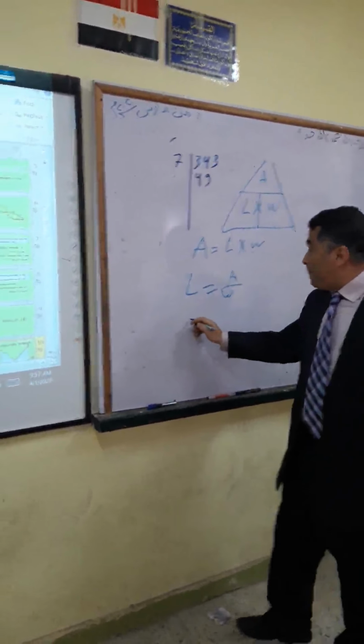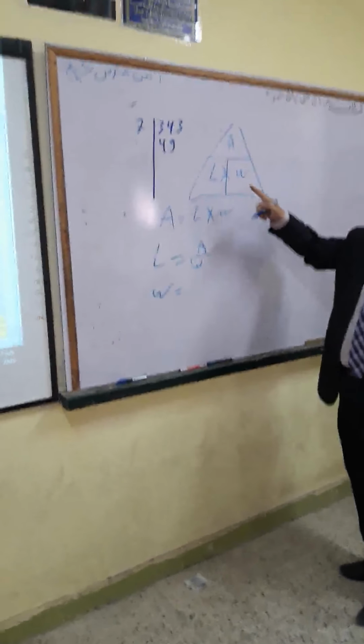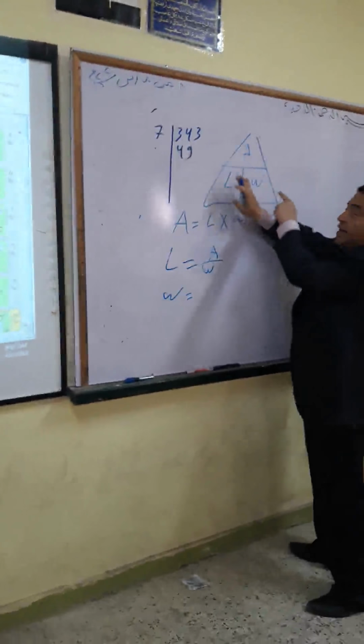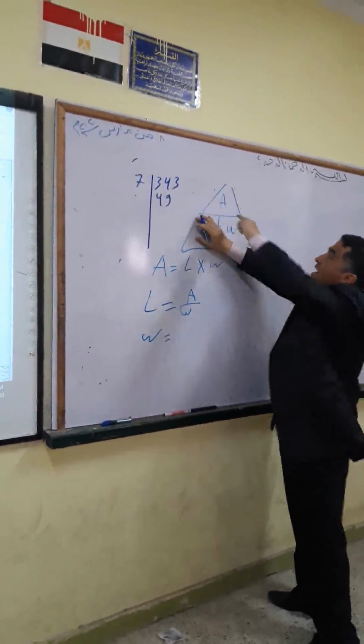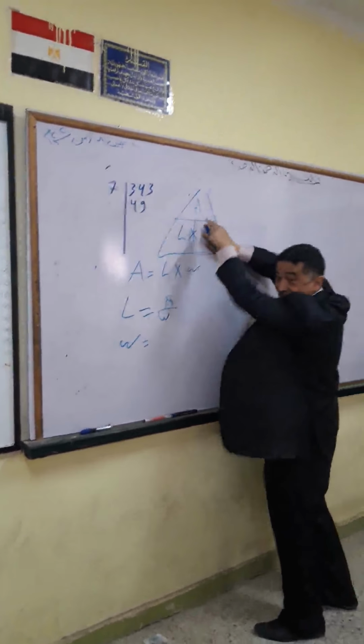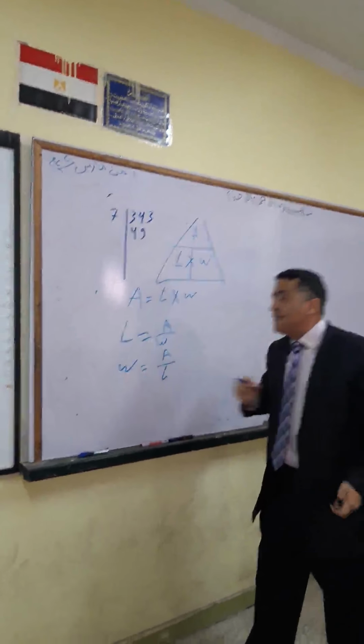Miss Iman, if I want the length, length equals area divided by width. If I want the width, area divided by length. Excellent, excellent.